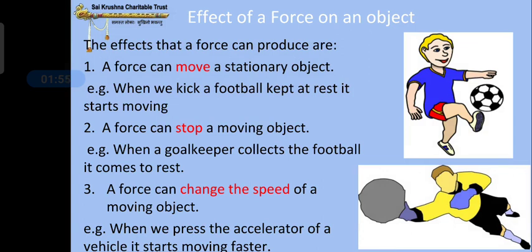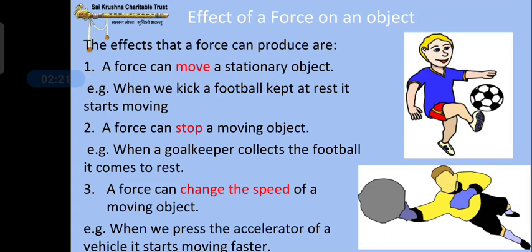So, the effect of a force on an object. What all things happen when a force is applied on an object? Number 1, a force can move a stationary object. What do you mean by stationary, children? Stationary means the object which is at rest. Stationary means no movement.